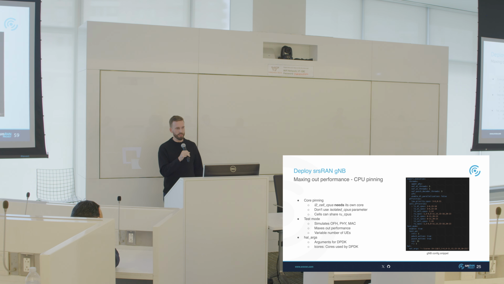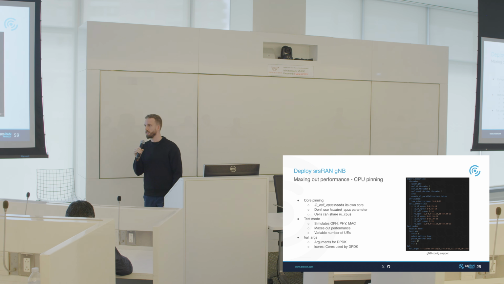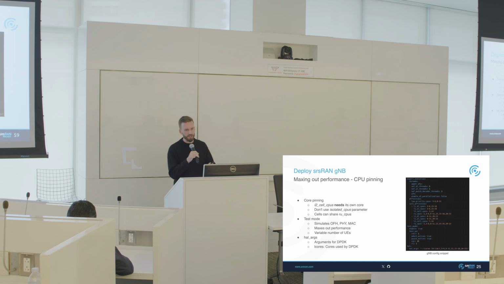And the last part is to configure the HAL cores, which are responsible for DPDK. These are the cores that DPDK uses. And I usually set them to the same as the RU CPUs, which are the CPUs which are not super important for the whole deployment. So there can be interrupts from DPDK. But this is also something to be determined by you.